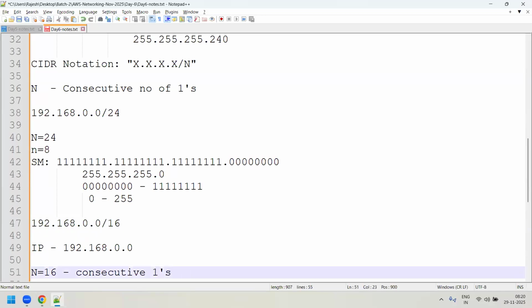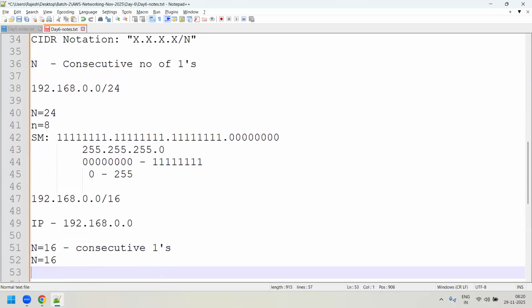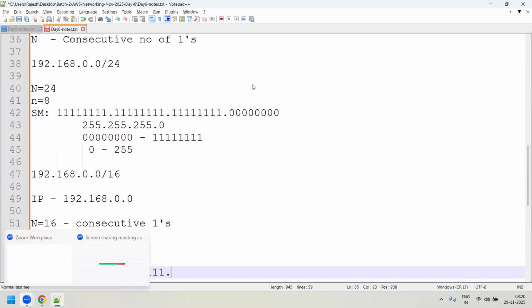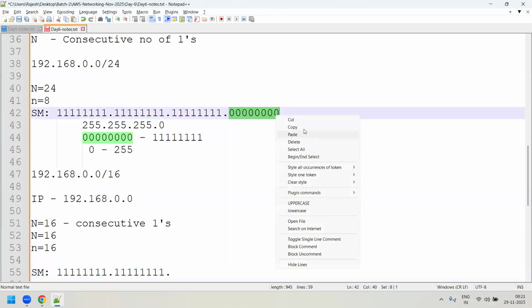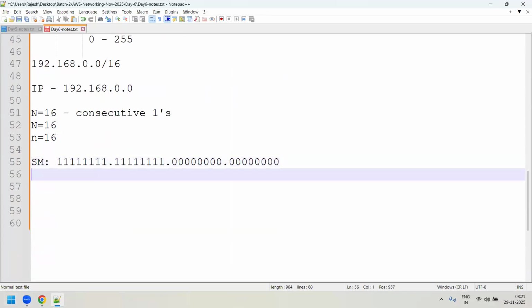So here, if the capital N is 16, then the small n will be 16, because 32 minus 16 is how much? 16 only, right? So in that case, what would be the subnet mask? It is quite easy. It will be 16 ones and 16 zeros.